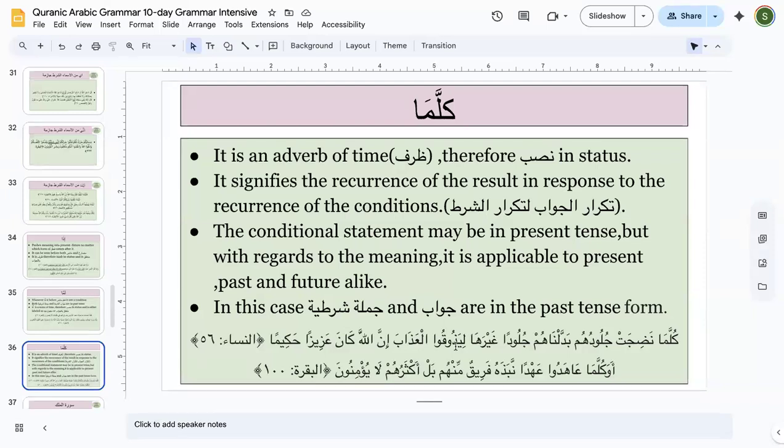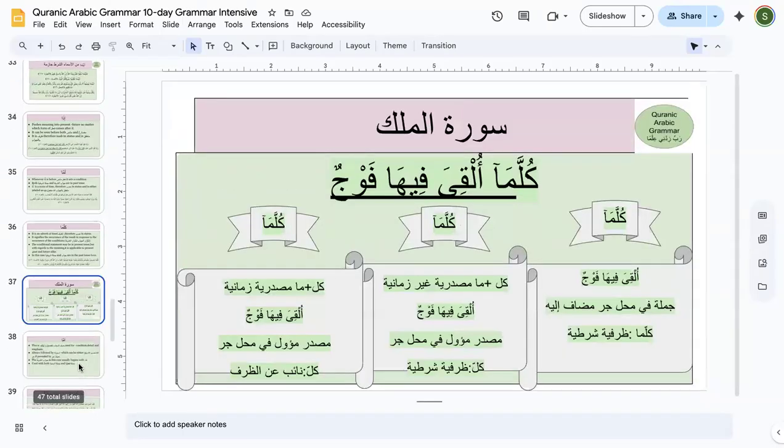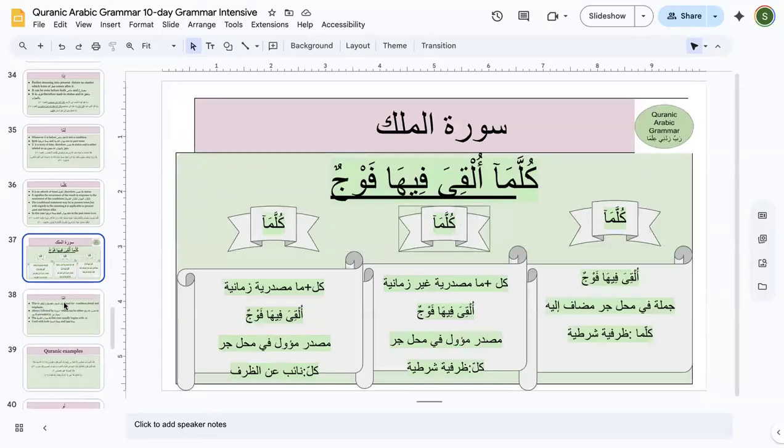Again and again and again. And this is how you are going to find it. Again, in this case, just like lamma, your jumla shartiya and jawab are in past tense form. And then you don't need to worry about this slide at all.